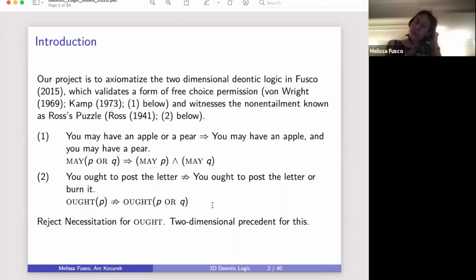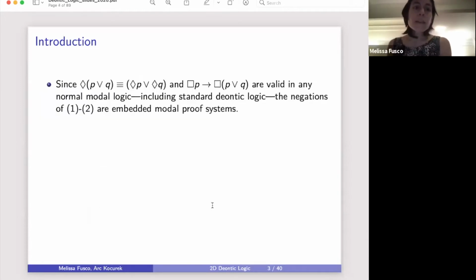So when I got interested in the logic of this, a big picture thing I realized that I would want to do is to reject necessitation for ought and then to explore a proof system that would allow that. And there's kind of a two-dimensional precedent for this in the literature.